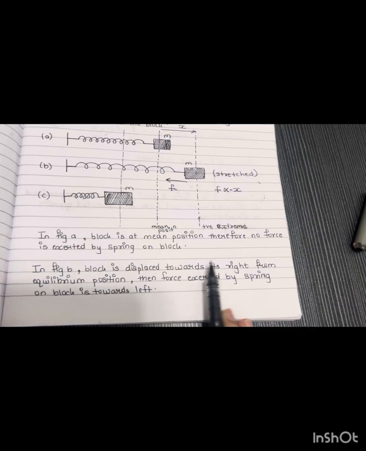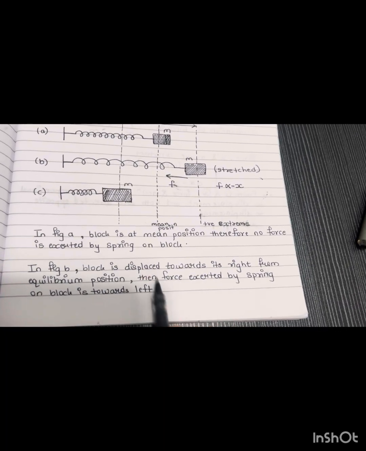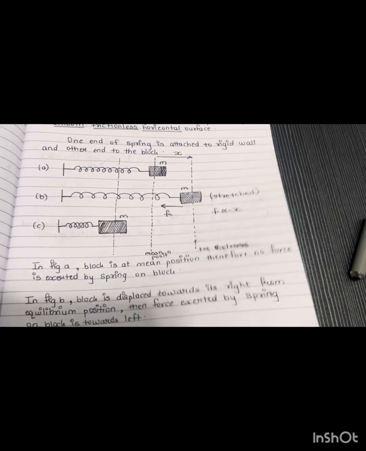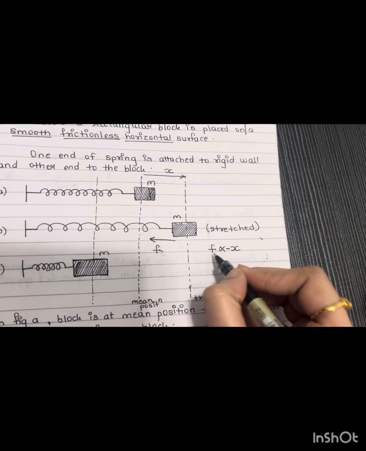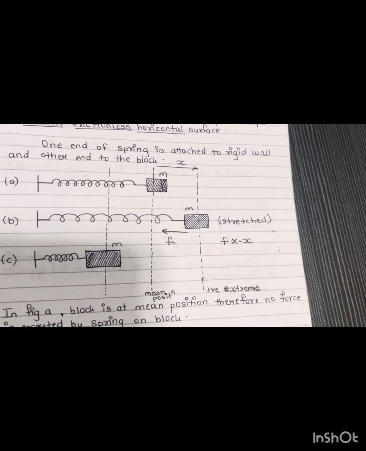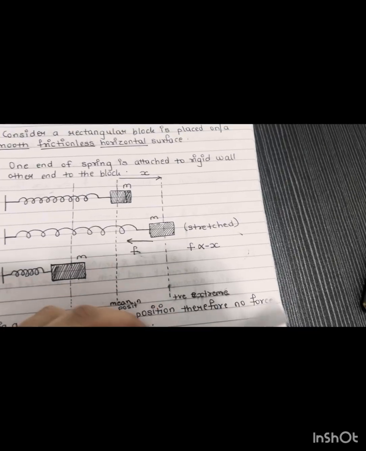ब्लॉक इज डिस्प्लेस्ड टुवर्ड्स इट्स राइट from equilibrium position and then there is force exerted by the spring on the block and that force is towards the left side. So it is very easy to write. You can write this thing in your own words. Now this force is also known as spring force or restoring force. Why restoring force? Because this force is trying to restore the position of the block, trying to take the block back to its original position.